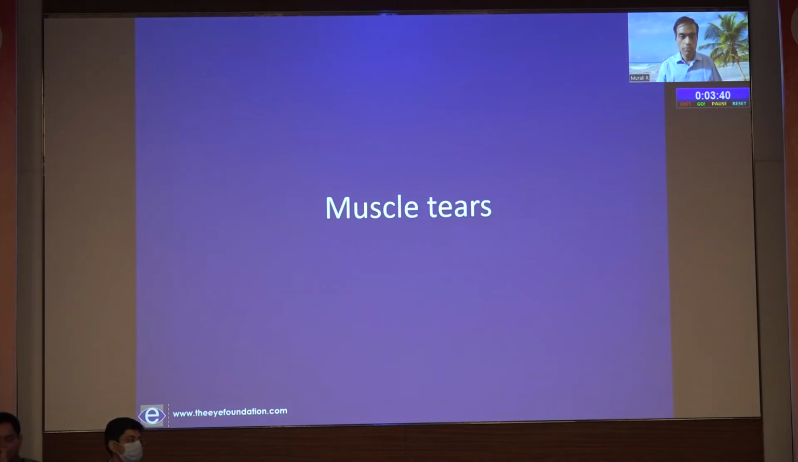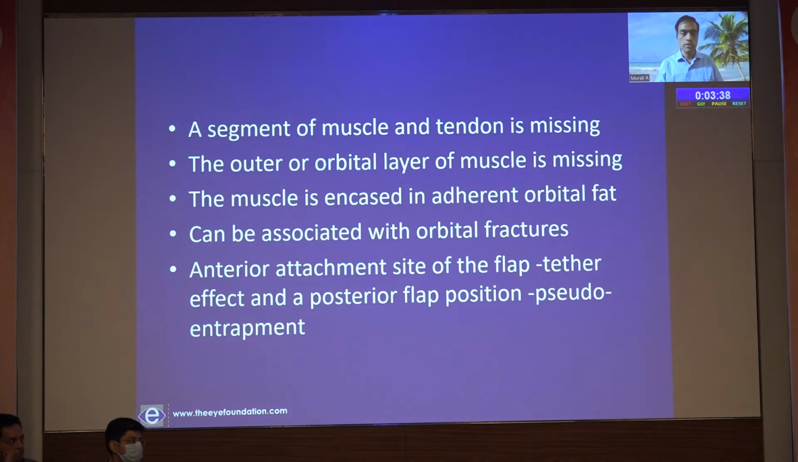So I would now come to muscle tears, flap tears in particular. Ludwig and Brown published their landmark article in which they noted three anatomical variants. One is that a segment of muscle and tendon could be missing. The orbital layer of the muscle could be missing.